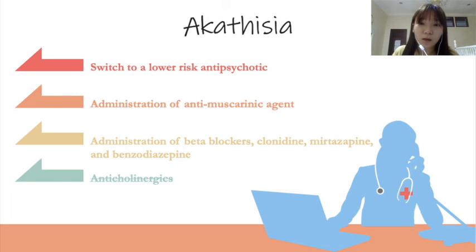Next. Some second-generation antipsychotics such as lurasidone are more likely to cause akathisia compared to others. The first approach should be to switch to another antipsychotic with a lower risk. Second is the administration of antimuscarinic agents. Treatments that are specifically used for akathisia include the administration of clonidine, mirtazapine, beta blockers like propranolol, and even benzodiazepines. Anticholinergics, however, are not usually able to relieve akathisia.